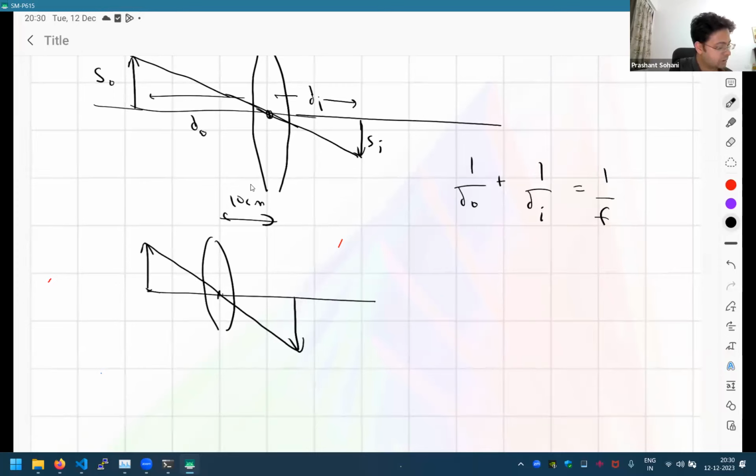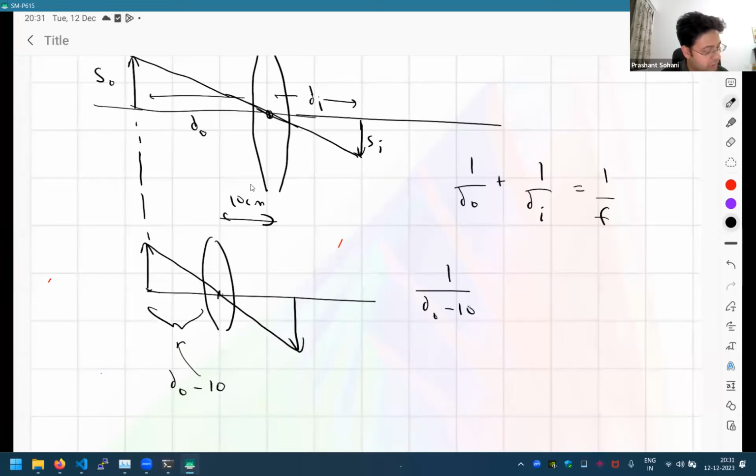But just the fact that DO and DI are going to be proportional to SO and SI. Now in the new case, the object has not moved, but the lens has moved closer by 10 centimeters. So now the new distance will be DO minus 10, the original distance minus 10, right? So I'm going to get 1 upon DO minus 10. And now observe that if the image is of the same size as the object, then the distance will also be the same. So this is what is given to us.